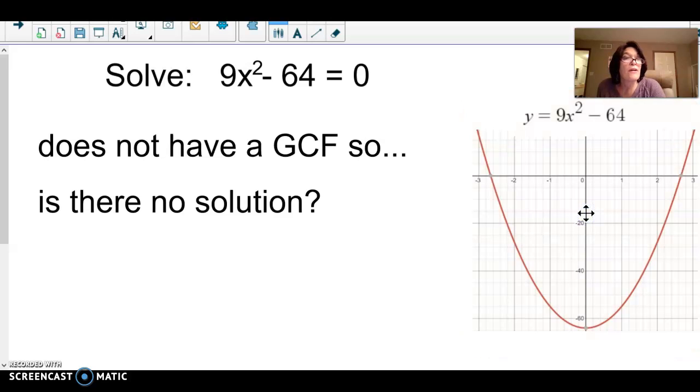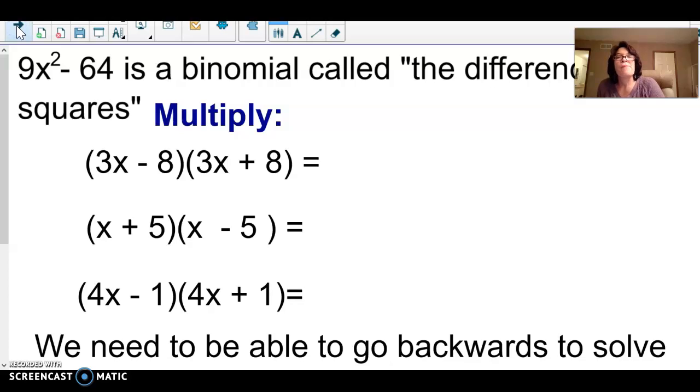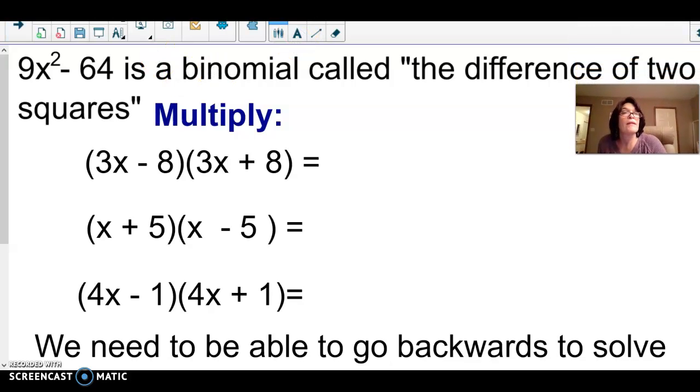When I graph it, I see there are answers. There is a place where 9x squared minus 64 is 0. It's here between negative 2 and negative 3, and here between 2 and 3. There is an answer. Okay? I just have to figure out a different way to factor this. And that's what we're going to be doing this week. 9x squared minus 64 is a binomial that's called the difference of two squares. And I want to show you where that comes from with some other examples.